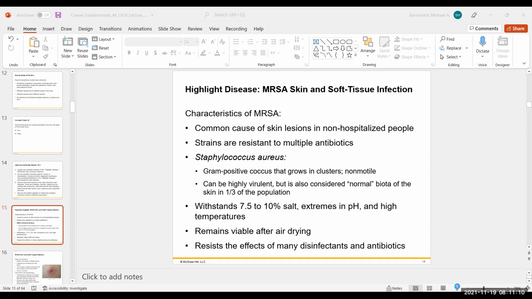These are usually caused by Staphylococcus aureus. They can be caused by Staph epidermidis, but they're usually caused by Staph aureus. So your book mentions a lot of the virulence factors of Staphylococcus. There are many. We looked at some of these in the lab. They make lipases. They make deoxyribonucleases. They have enzymes that degrade connective tissue so they can invade.